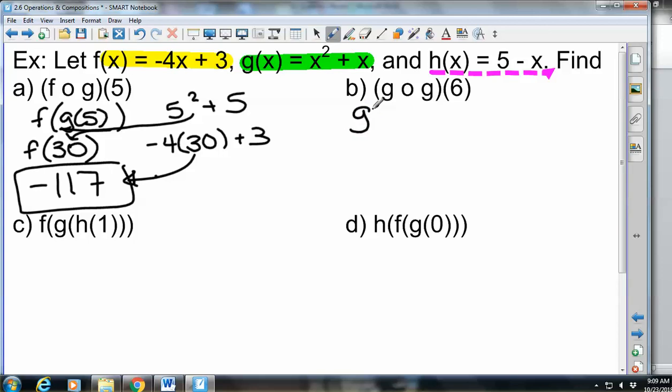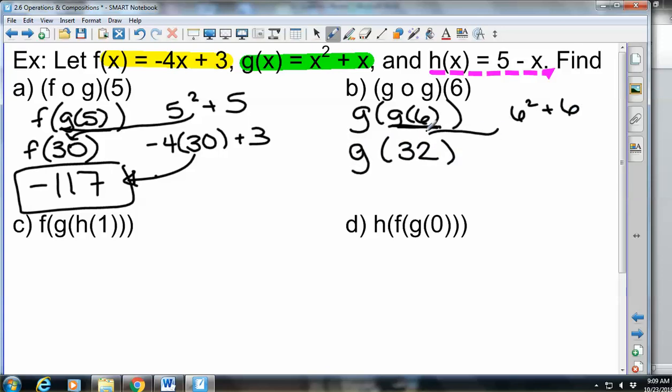Alright, B, this is g of 6. So starting on the inside. G of 6, what does that give us? Okay. So if we plug a 6 into g, you get out 32.